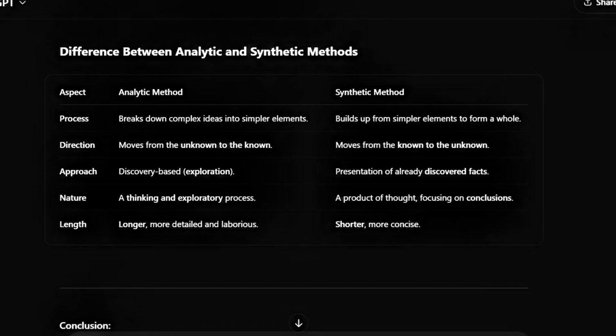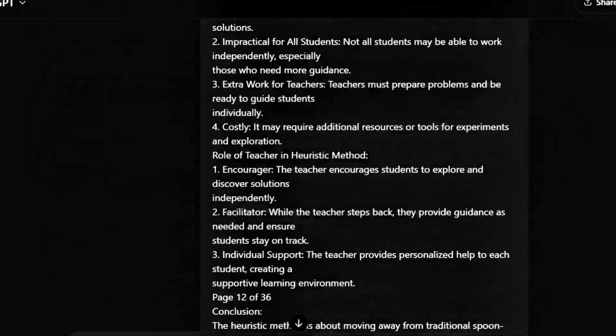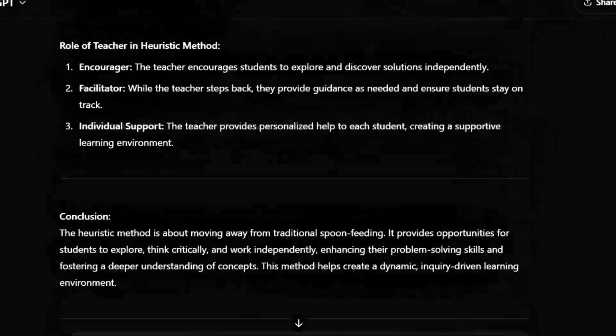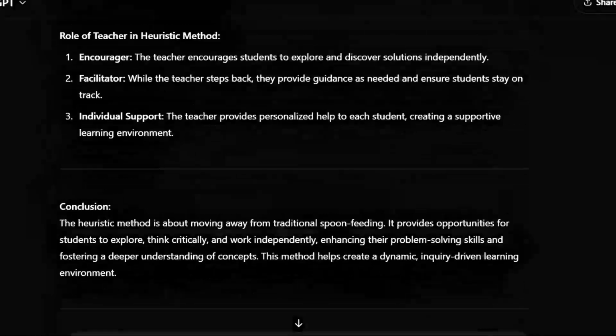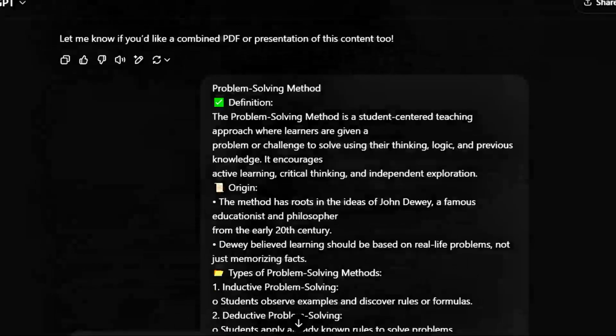Shorter, more concise. Conclusion. The synthetic method is effective for quickly covering mathematical topics and building accuracy in solving problems. However, it can lead to passive learning and difficulty in retaining and applying knowledge if not supported by active engagement and understanding.